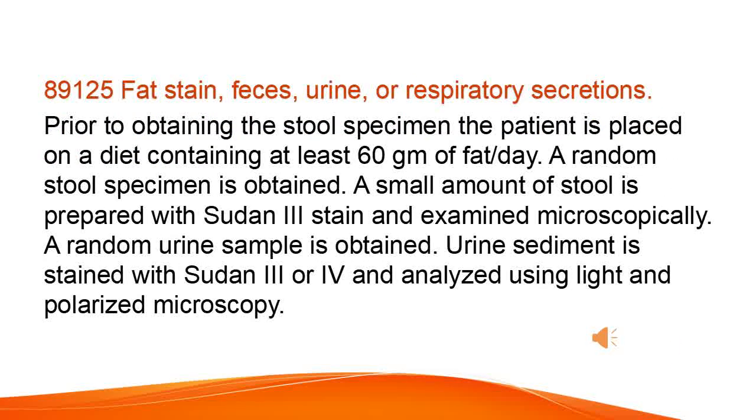Fat stain, feces, urine, or respiratory secretions. Prior to obtaining the stool specimen, the patient is placed on a diet containing at least 60 gm of fat/day. A random stool specimen is obtained. A small amount of stool is prepared with Sudan 3 stain and examined microscopically. A random urine sample is obtained. Urine sediment is stained with Sudan 3 or 4 and analyzed using light and polarized microscopy.